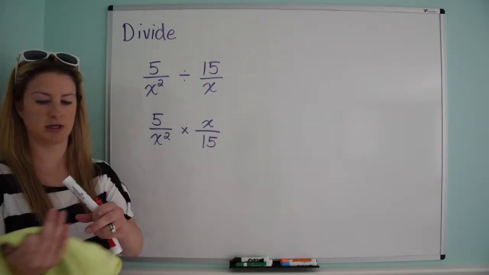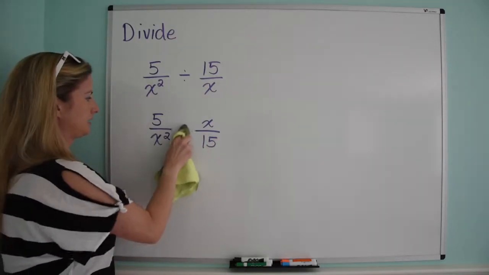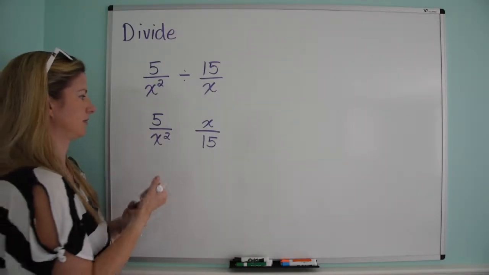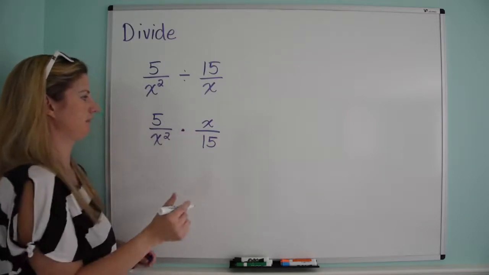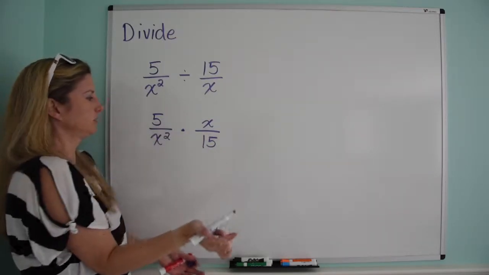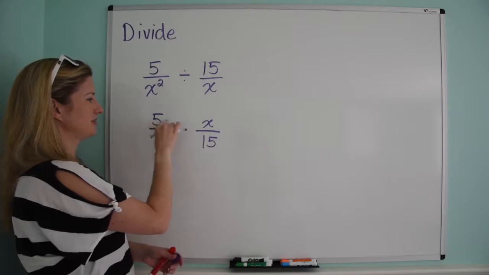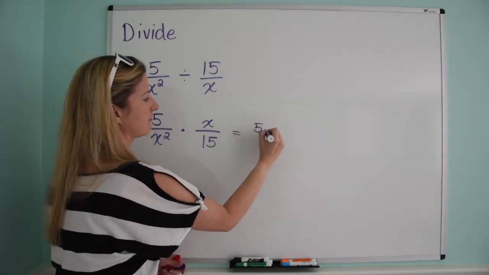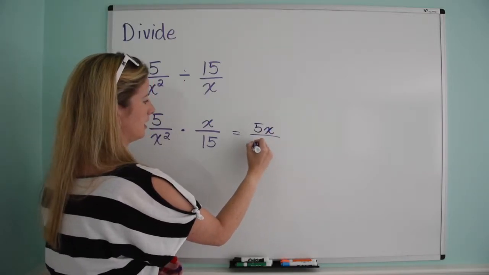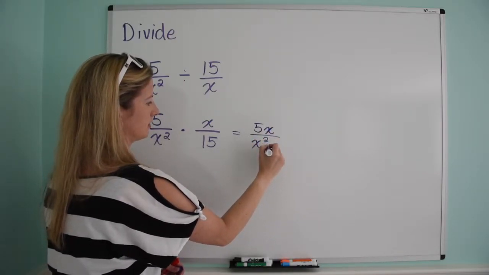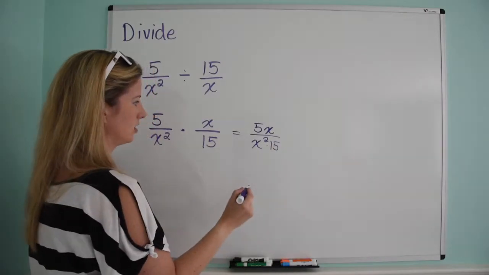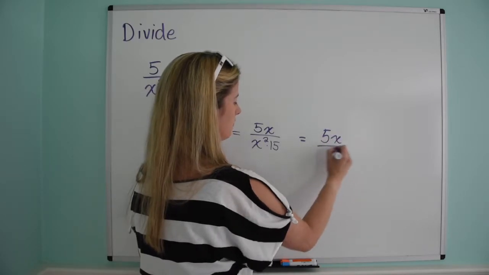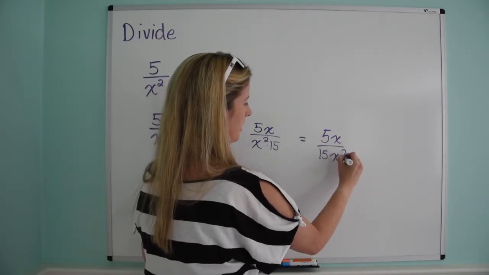And I actually probably shouldn't have put an x here because I know when we get up to algebra it can be confusing. Do we mean the variable x or do we mean multiplication? So I'll put the dot. Okay, perfect. So now multiplication is pretty awesome because all you do is multiply across the top, multiply across the bottom. So we are looking at 5x over x squared times 15, which we can write as 5x over 15x squared, okay?